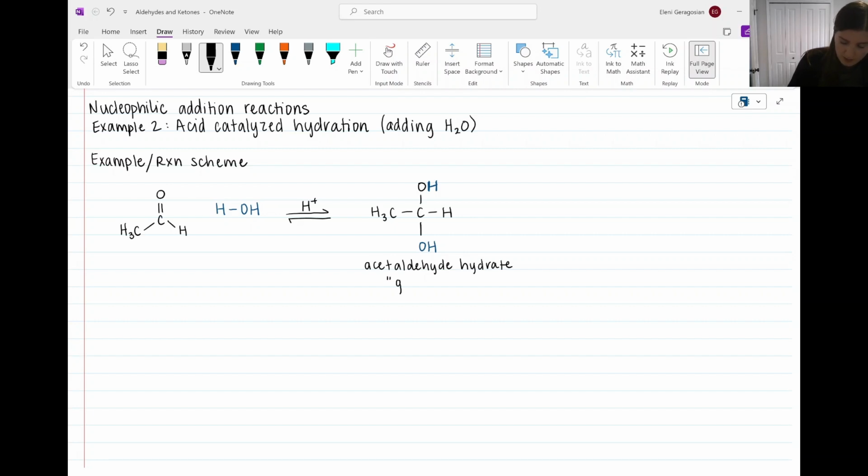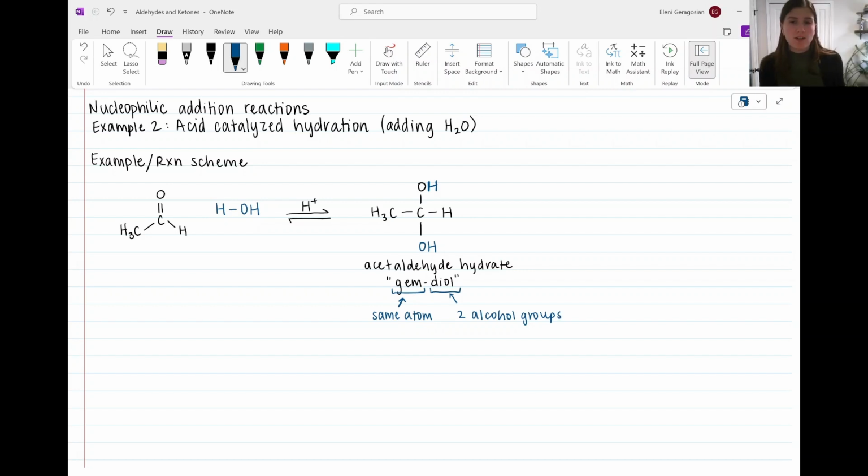It's a type of molecule called a gem diol. The gem part communicates same atom, and then diol is two alcohol groups. Di for two, ol for alcohol. So gem diol means we have two alcohol groups on the same atom, and that's what that acetaldehyde hydrate is. Okay, here's an example with a general reaction scheme.